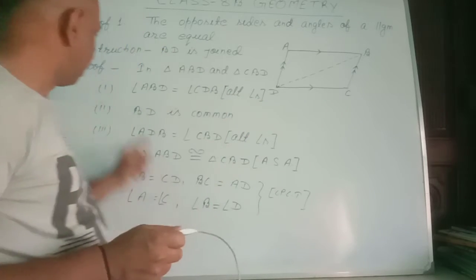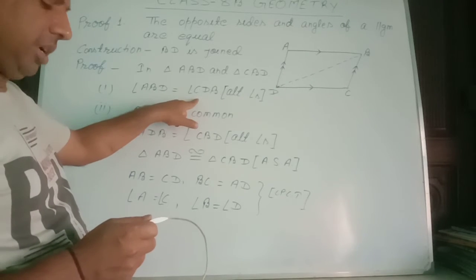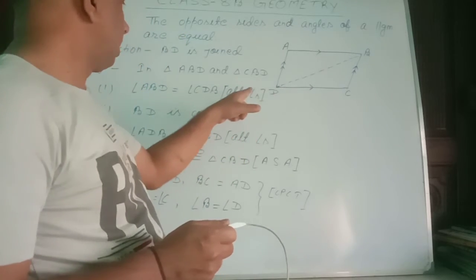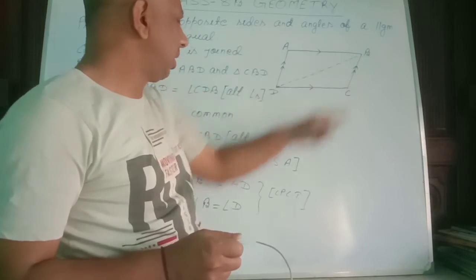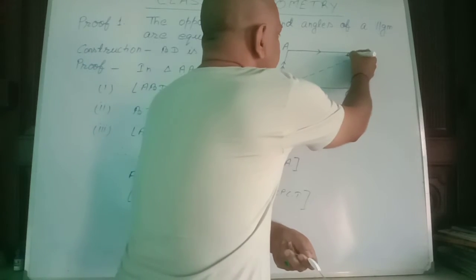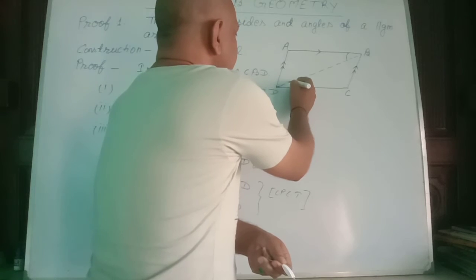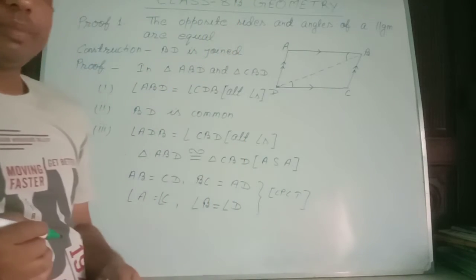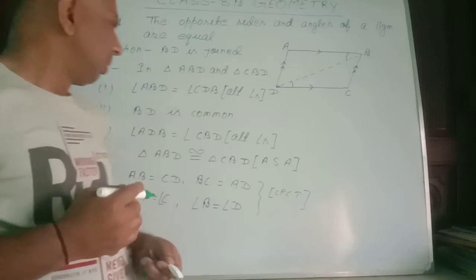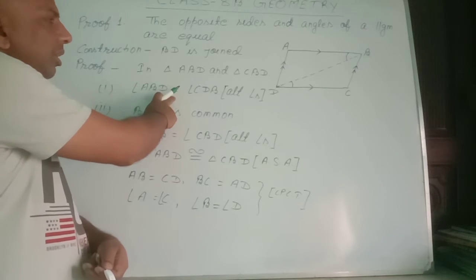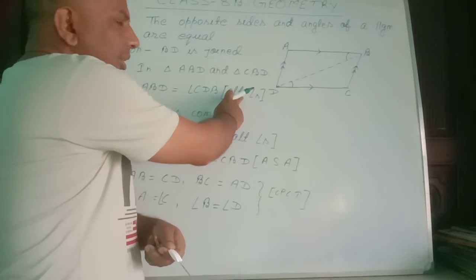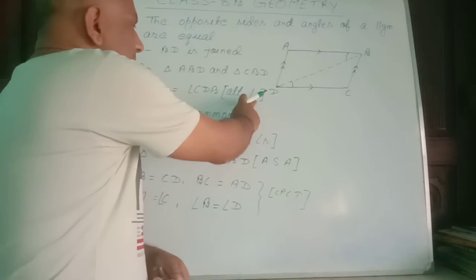The first condition is angle ABD equal to angle CDB. This angle ABD equal to angle CDB, because these two angles are alternate angles and you know alternate angles are equal. For that I have written here angle ABD equal to angle CDB in bracket alternate angles. ALT dot is for alternate and this symbol means angles.